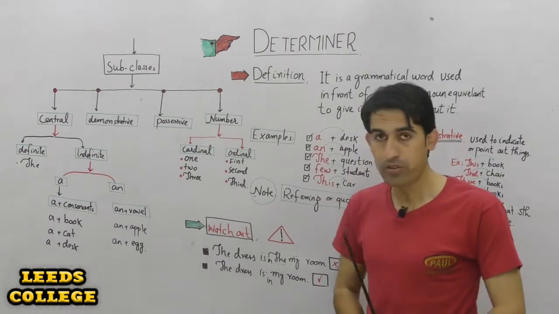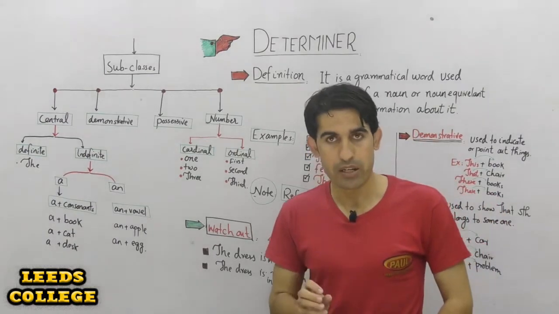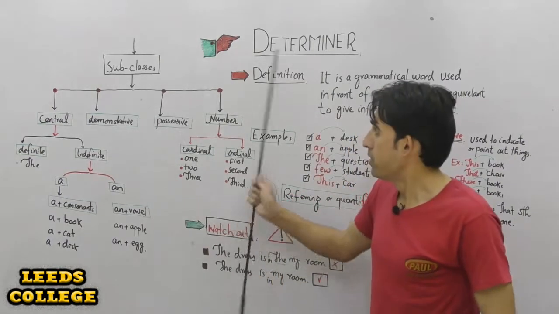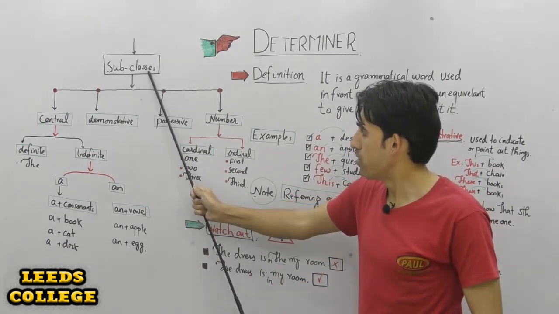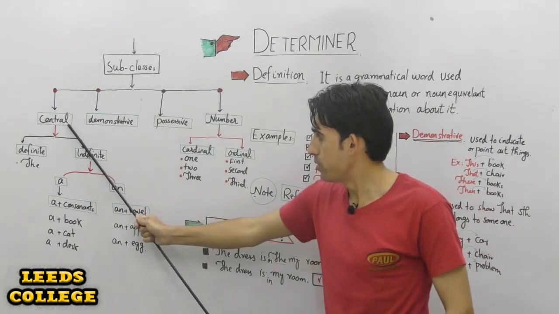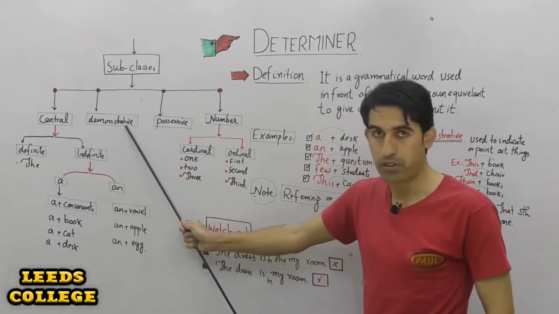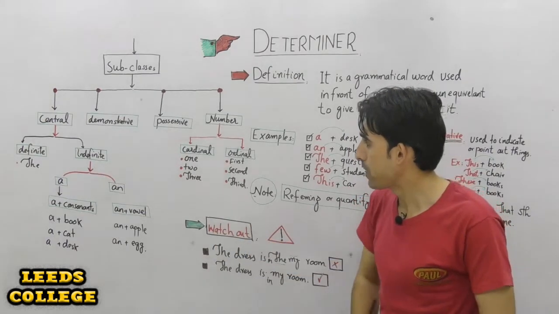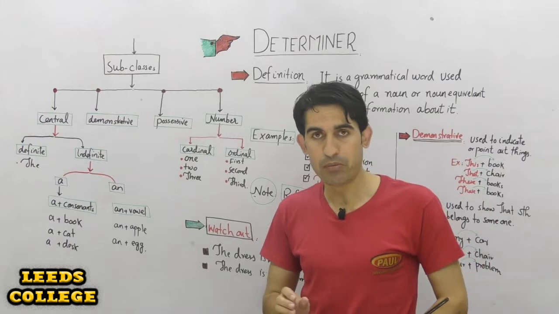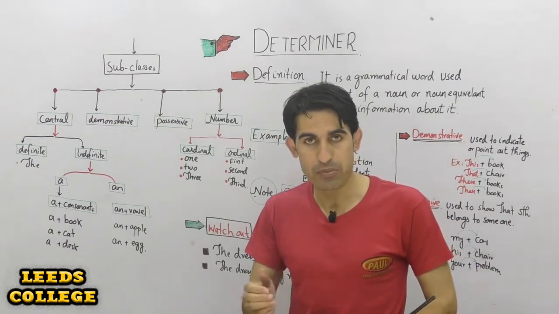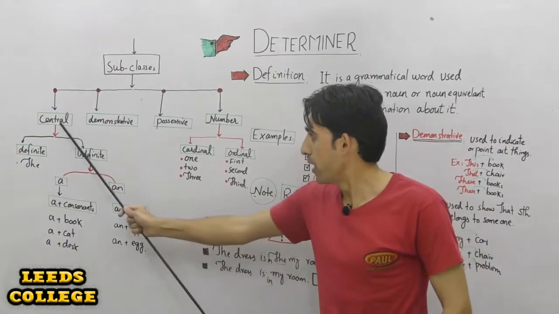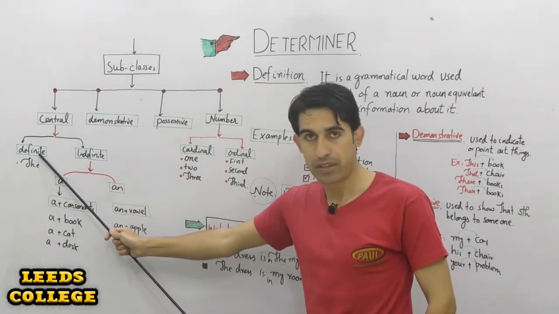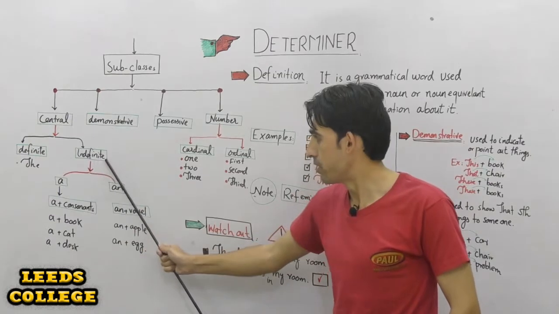Now, the question is, can we classify determiners into their divisions? Of course, yes. Determiners further have four subclasses, including central determiner, demonstrative determiner, possessive determiner, and number determiner. Some of these classes are subdivided further. If you take the central determiner, it further has two subdivisions, definite determiner and indefinite determiner.